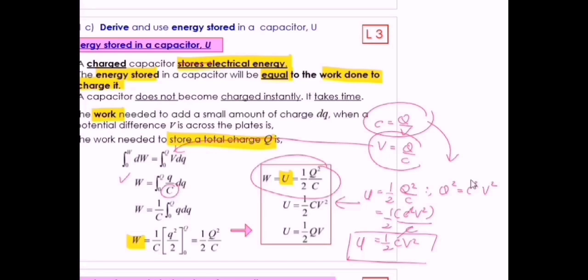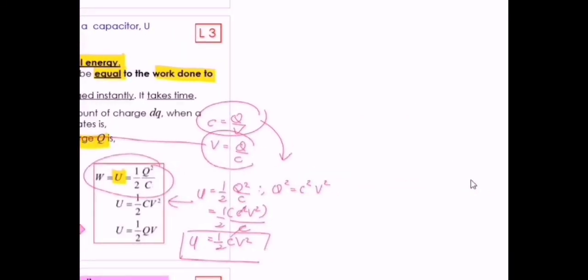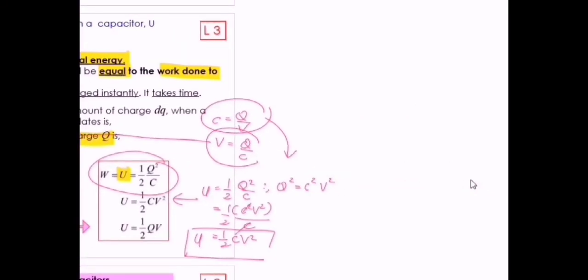Okay, and the final equation starts from the second equation. So we will use U equals 1 over 2 CV squared. It starts from this equation, and again we know C equals Q over V. So we replace the C here with Q over V.